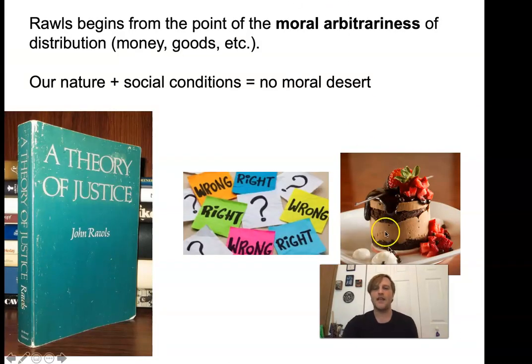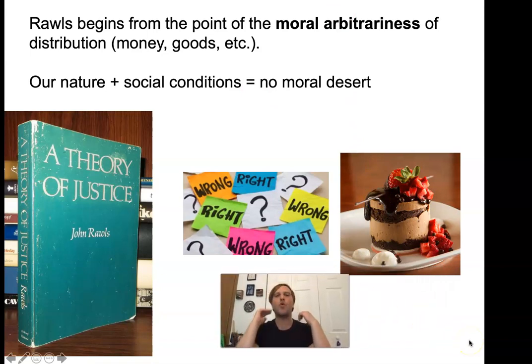We'll see. Okay, so Rawls basically begins from the moral arbitrariness of distribution: we have our intrinsic nature, our biology, and this is combined with the social conditions, the culture we grow up in, the country we grow up in, the language we learn first, and that equals no moral desert. I don't mean desert like a dry place, although it's pronounced like dessert. What it means is basically not deserving. What he's arguing is that where we end up in life, our position in society, we don't necessarily deserve from a moral perspective.